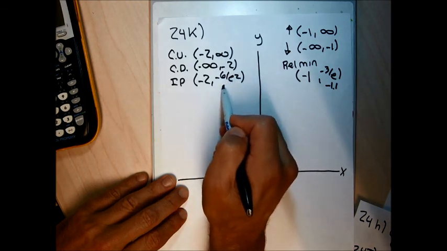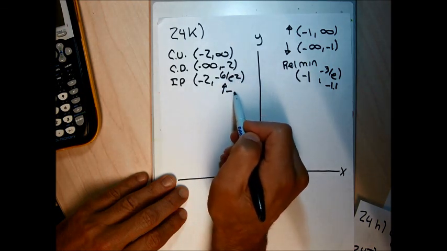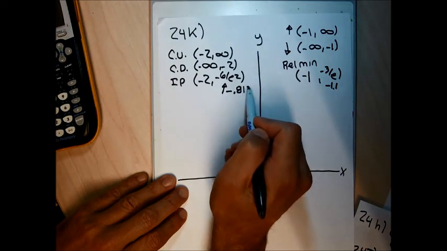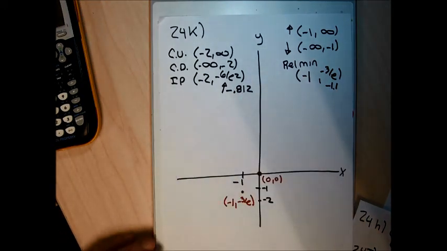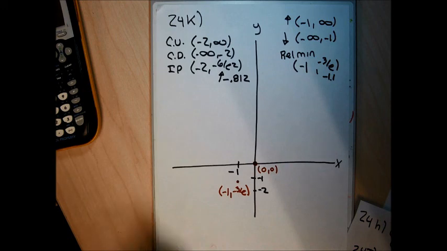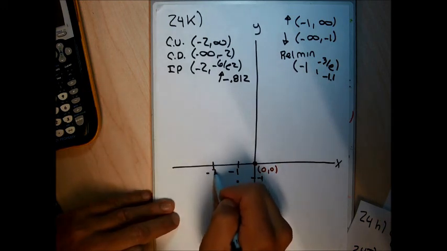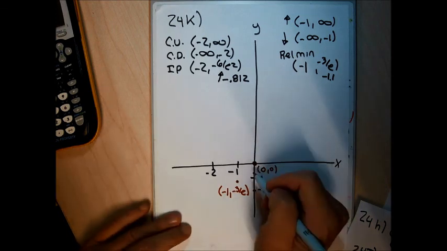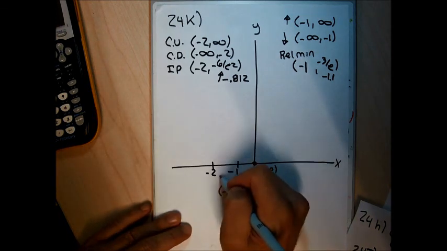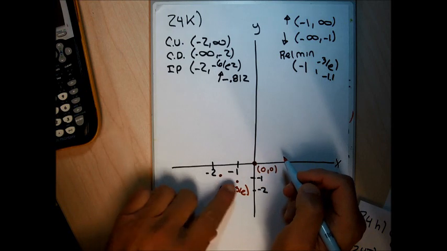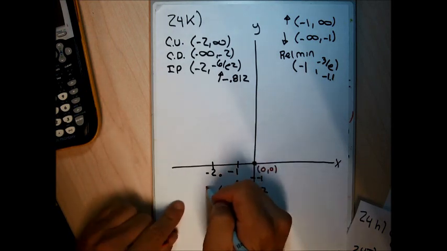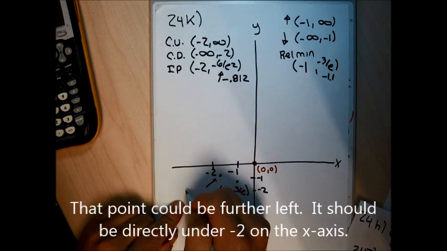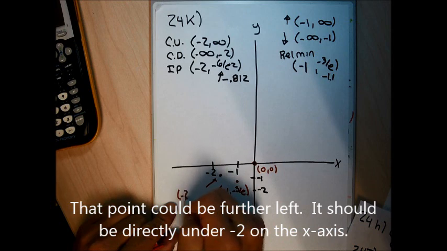And again, that negative 6 over e squared, when I go to graph it, I'm going to graph like negative 0.812. So right now, I'm going to plot the inflection point, which is x equal to negative 2, y equal to negative 0.812. And negative 0.812 is just above negative 1. So that point right there is the inflection point of negative 2, negative 6 over e squared.